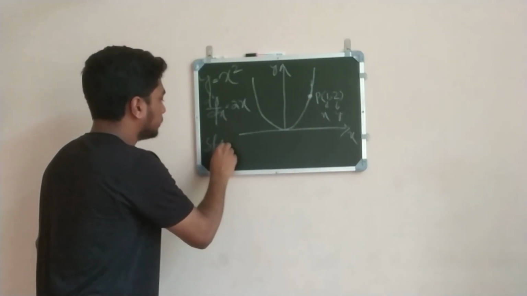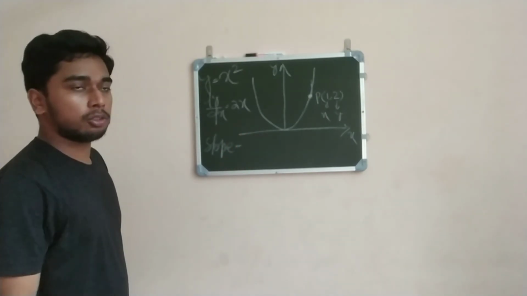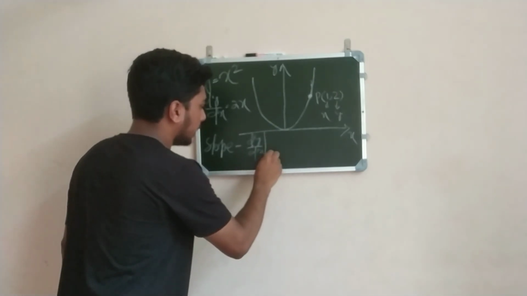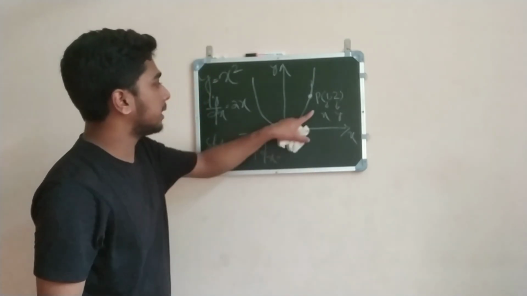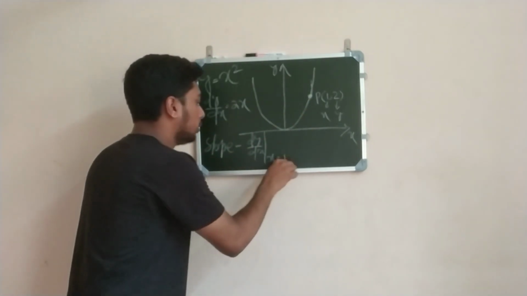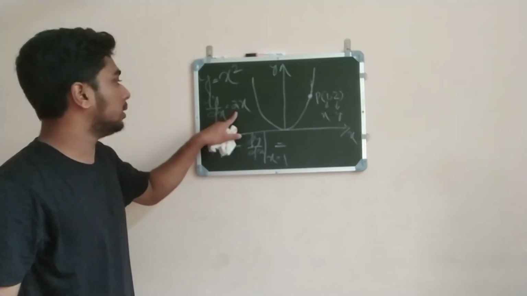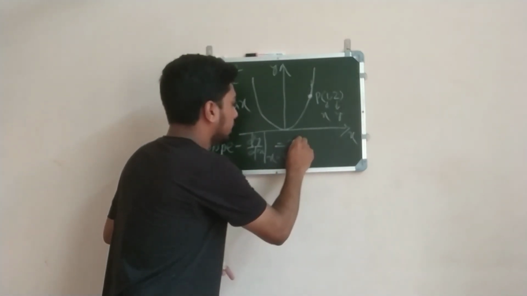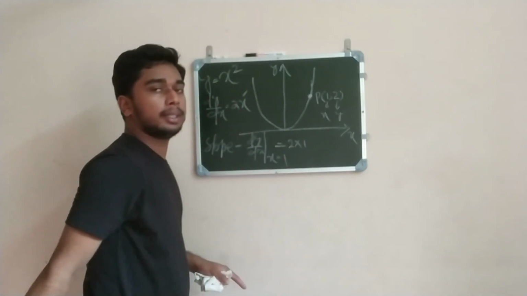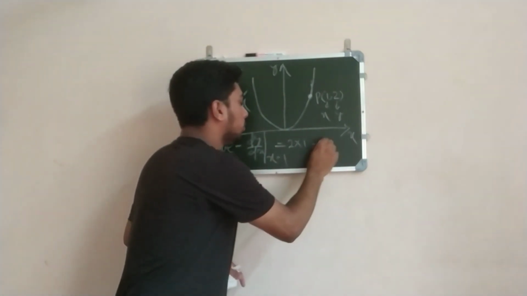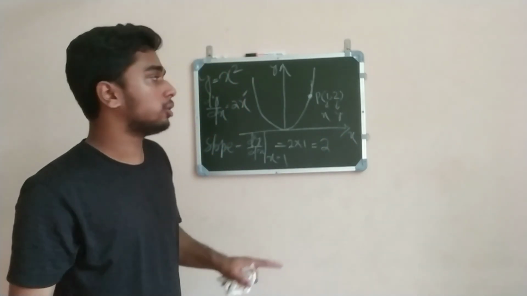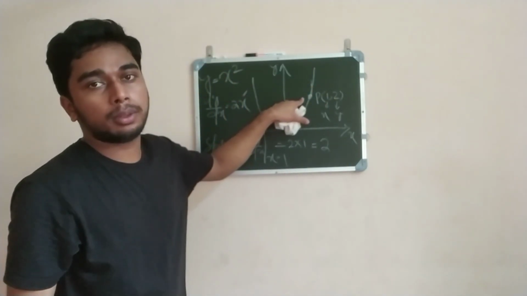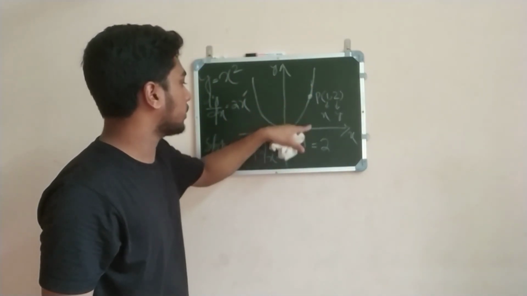So what is the slope? The slope will be dy by dx at x is equal to 1. So at x is equal to 1, we have 2 multiplied by 1, because the value of x is 1. So 2 into 1 will be 2. So what is the slope of the curve at point P? At point P, the slope of the curve is 2.